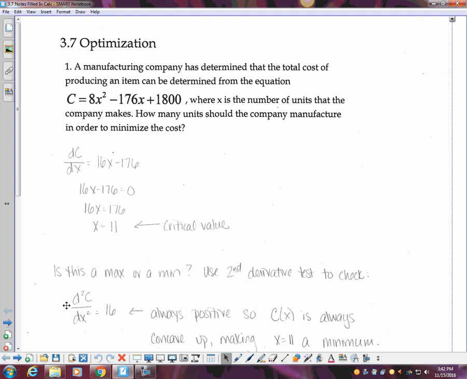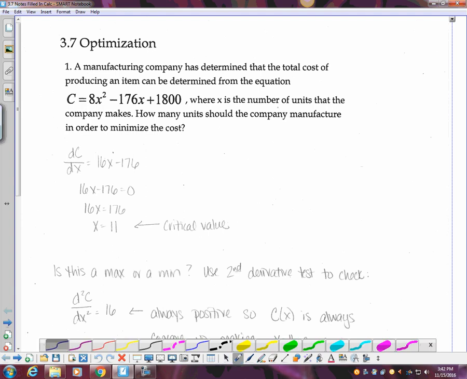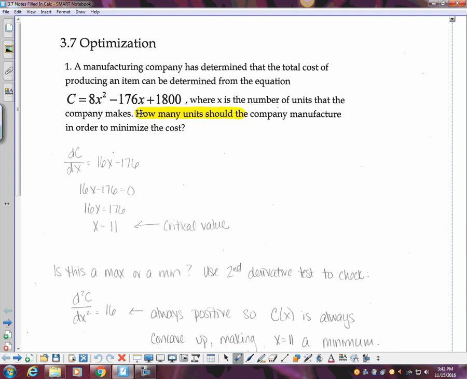Number one, a manufacturing company has determined that the cost of producing an item can be determined from that equation, which is quadratic, where x is the number of units that the company makes. How many units should the company manufacture in order to minimize the cost? And I know that's a lot to take in, but the first thing I want to point out is, what is it asking? How many units should the company manufacture? It's not asking what the minimum cost is. It's just asking how many units you should produce in order to minimize the cost.